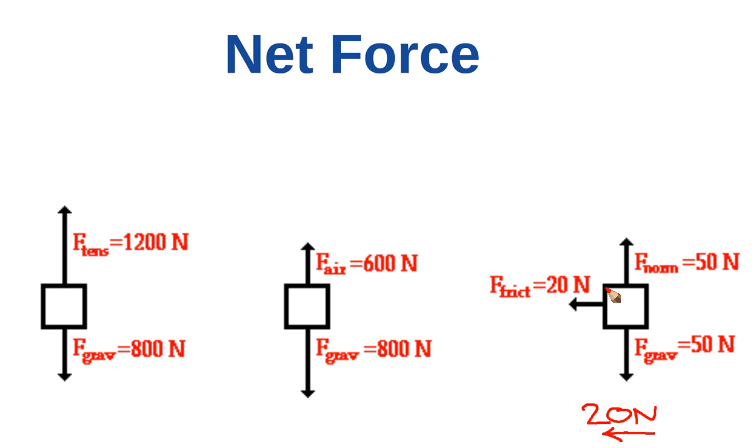Now, some problems might have several forces acting in the same direction, so we could add another arrow here, and if this arrow was 100 newtons, then we could say the total upwards is 150 minus the total downwards, which is 50. Our total force up would be 100. So any forces acting in the same direction can be added together, and forces acting in opposite directions can be subtracted.